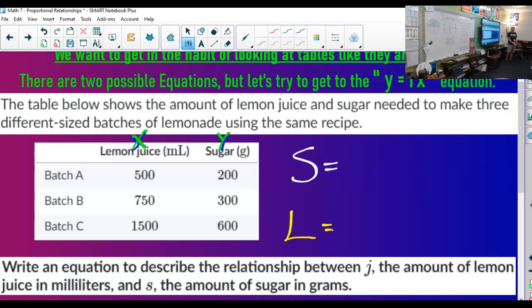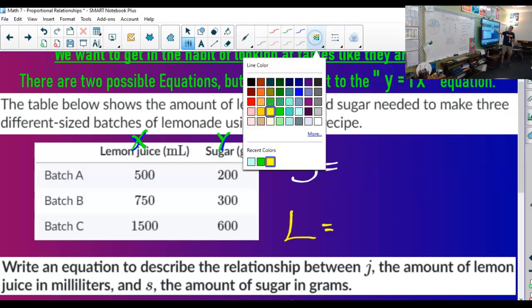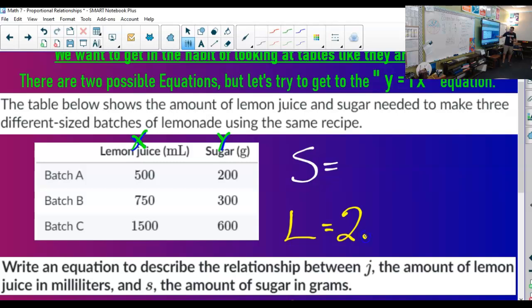Anybody want to volunteer to tell me what number you spotted is the relationship here? Jimmy? 2.5. 2.5. So which one's bigger, lemon juice or sugar? Lemon juice. So if I'm talking about the lemon juice, it is 2.5 times the sugar. This is right, you could type this in, it's fine. What we're trying to get to though is to be able to talk about the sugar we need.